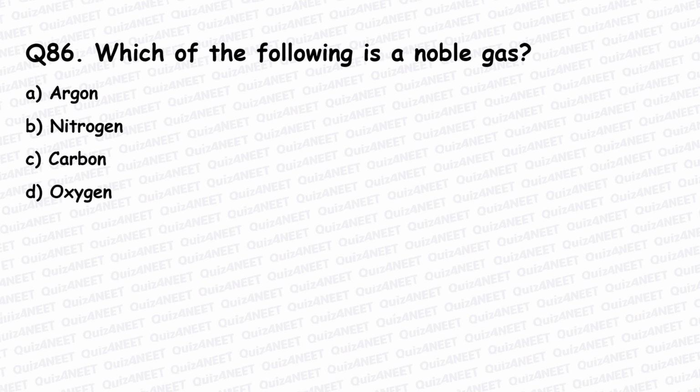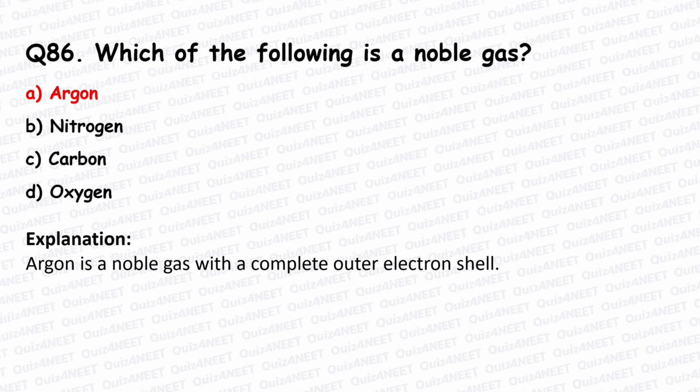Q86, which of the following is a noble gas? A, argon, B, nitrogen, C, carbon, D, oxygen. Answer: A, argon. Explanation: argon is a noble gas with a complete outer electron shell.